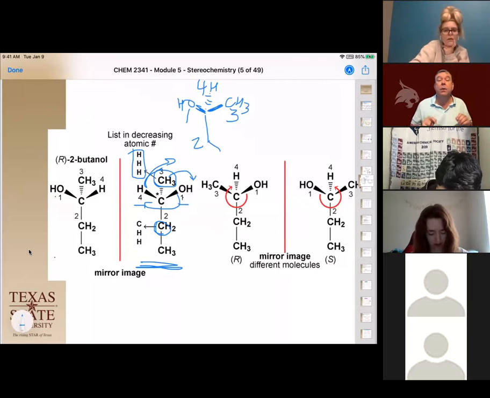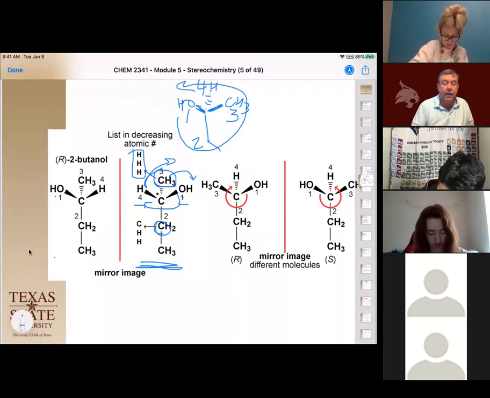And now let's see whether it's R or S. Now that hydrogen has been rotated to the back, we have 1, 2, and 3, and that is counterclockwise, which means this must be the S isomer of the compound. Okay. So whenever you have one enantiomer, you draw the mirror image of the other. It should be the other configuration.